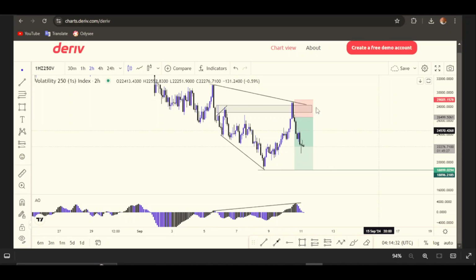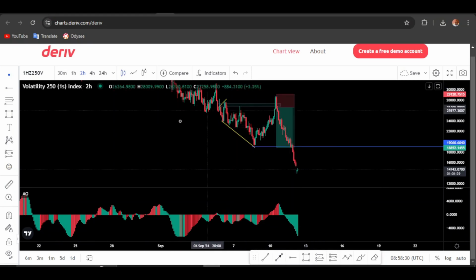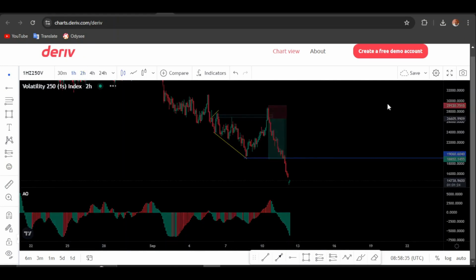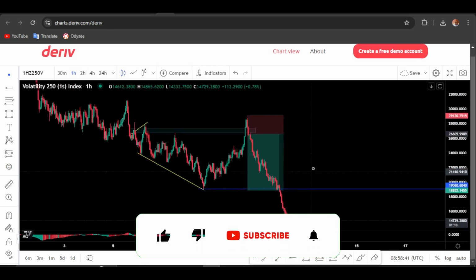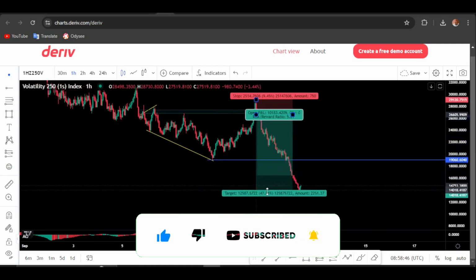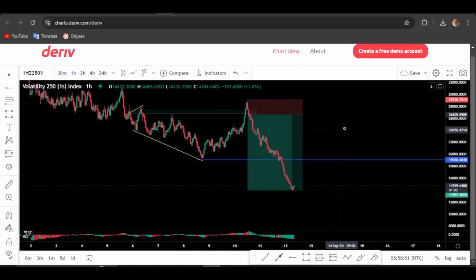moving to the downside. And also here, if you remember, I said there was a what? There was a hidden bearish divergence. I want to show you guys how this one has played out now, a few hours later. So look at it. This is the volatility 250 1S. If you look at it from the 1 hour time frame, you can see that it really did play out. Did it play out massively? So I exited somewhere around here, but you can see that it really continued moving to the downside.